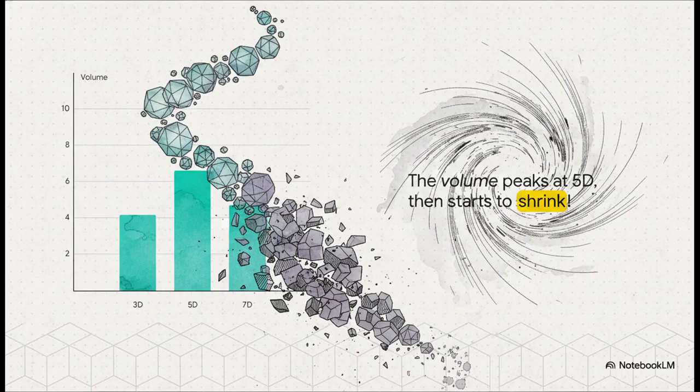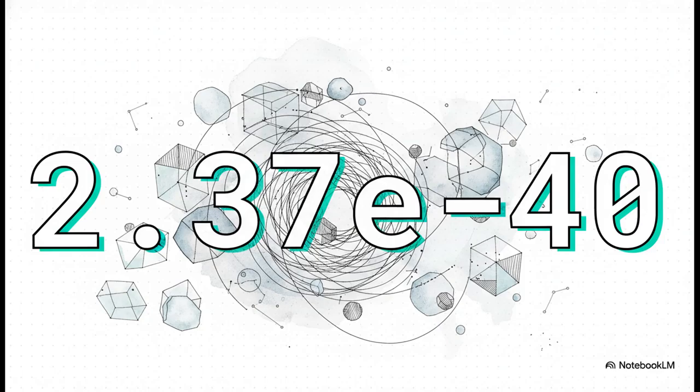But then they hit a brick wall. Shockingly, the volumes begin to shrink. By the 7th dimension, the volume drops to 4.72. The spheres are somehow losing space inside them. Check this out. If we run our formula for a 100-dimensional unit ball, the volume plummets to an infinitesimally small, downright puny decimal, 2.37 times 10 to the negative 40th power.